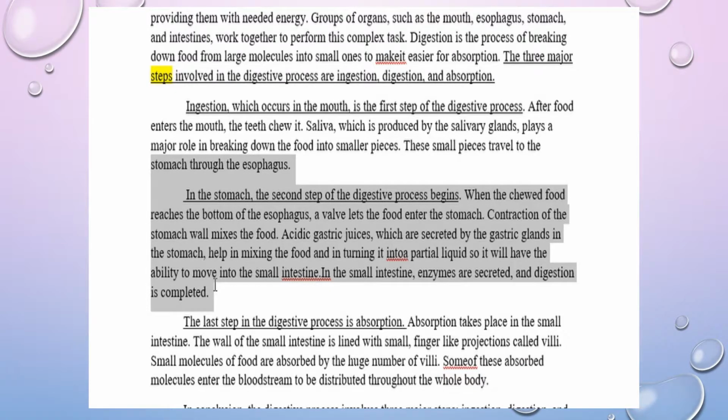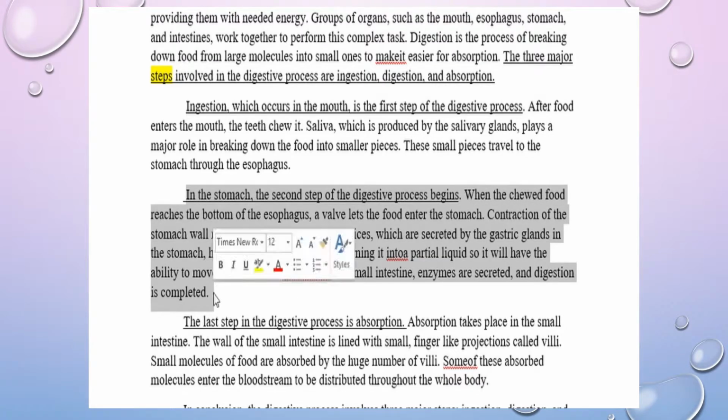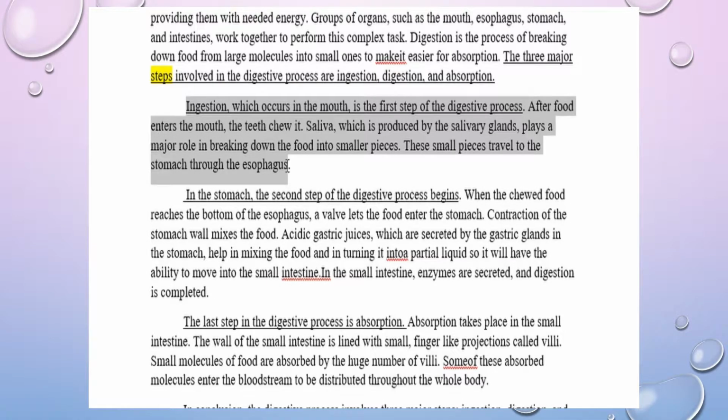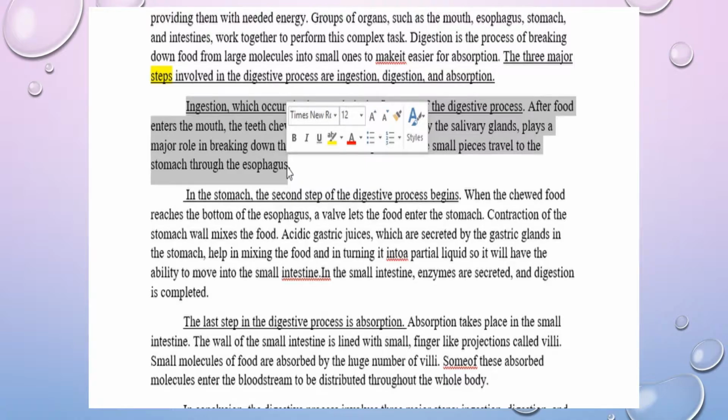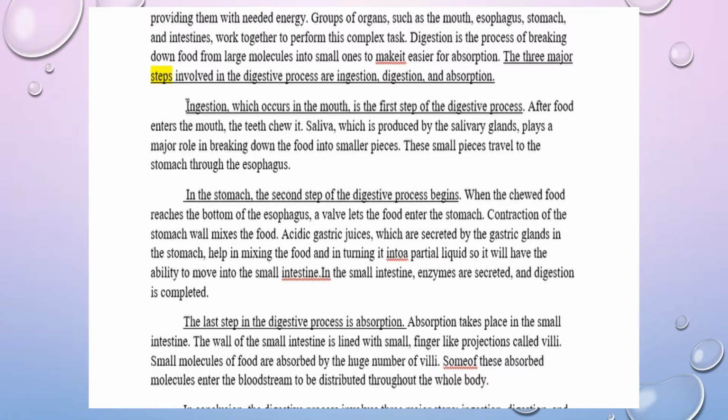This paragraph will only discuss the digestion step in the digestive process, and this paragraph will only discuss the ingestion step in the digestive process. Okay, so you can see how they actually relate back to the thesis. Your body paragraphs should relate back to the thesis. If they don't, then your essay is not complete, coherent, and cohesive.